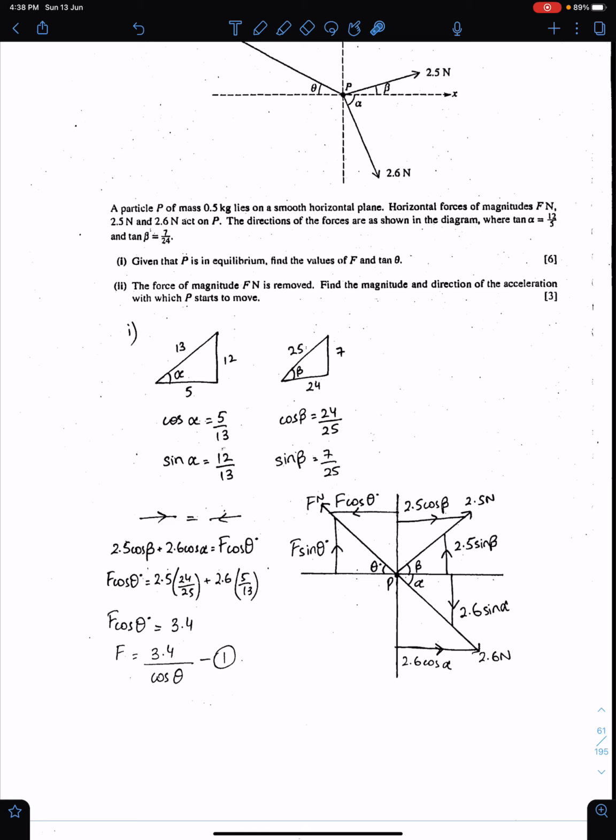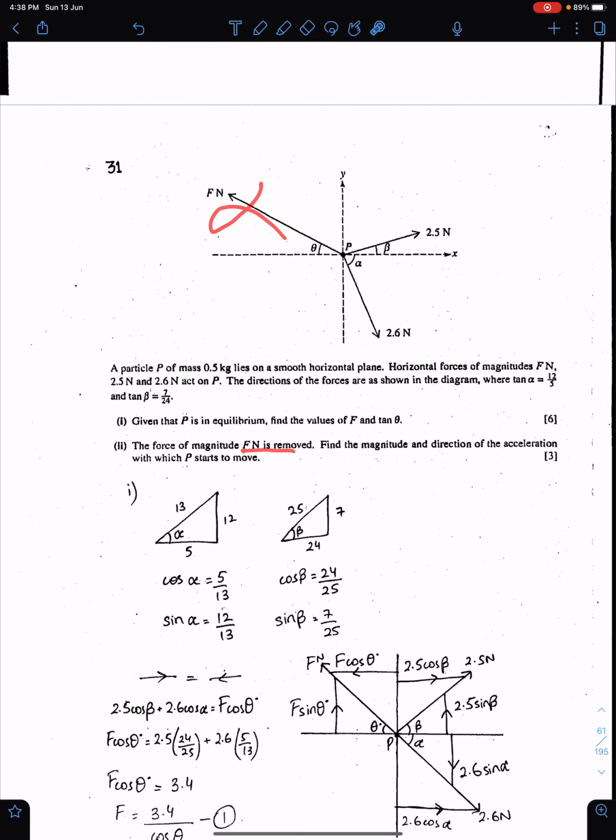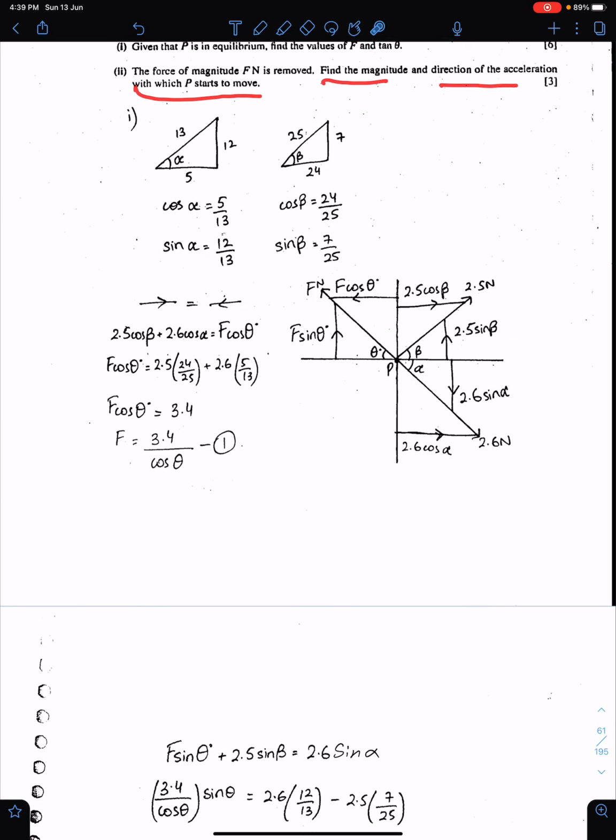Part 2. The force of magnitude F newton is removed. This force has been removed now. Find the magnitude and direction of the acceleration with which P starts to move. So you need to consider this force diagram only. You just need to ignore this.